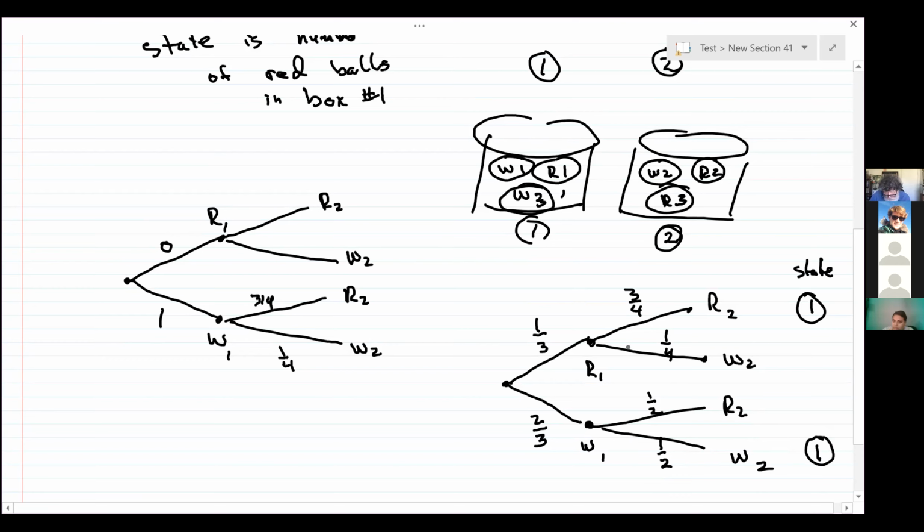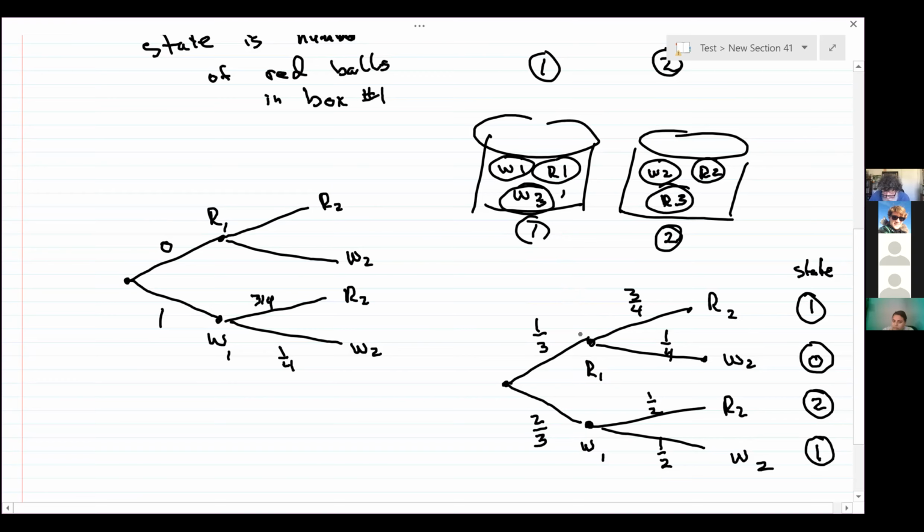But what happens in these two other cases? Here you moved a red and replaced it by a white. So now you're at state 0. And here you removed a white and replaced it by a red. And so now you're at state 2. Remembering that you're starting off with 1 in container 1. Okay, so this is sort of important.